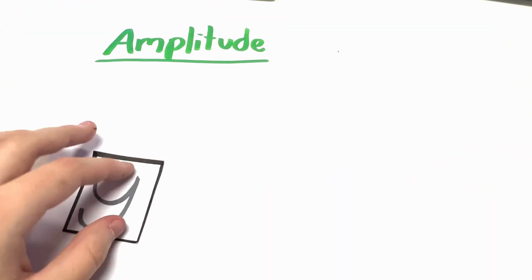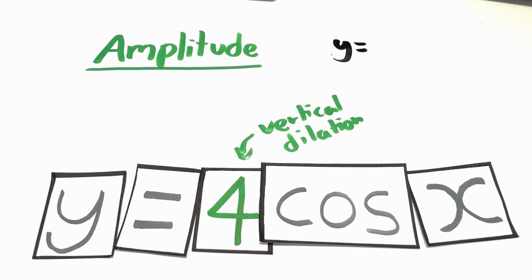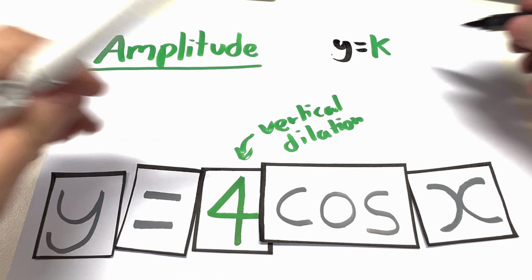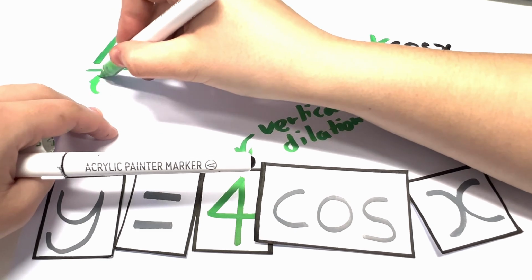And last but not least is the amplitude, which is the vertical dilation. In the formula, y equals k cosine x, k is the amplitude. Therefore, the amplitude is 4.